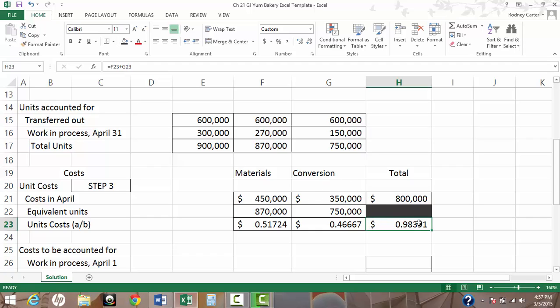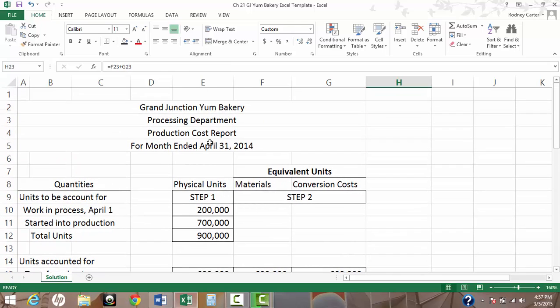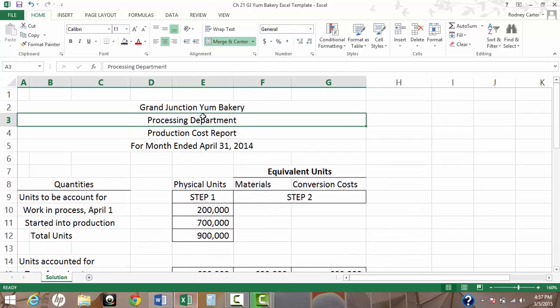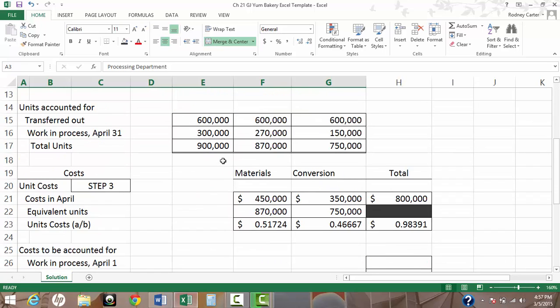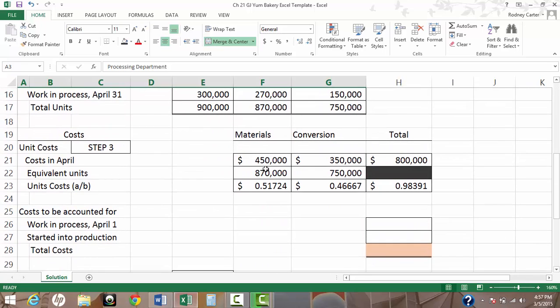Now, what does this tell us? This tells us that for each equivalent unit, it costs us about 98 cents in the processing department. Remember, this is the processing department. It's one of 3 WIP departments, and we're calculating the dollar values of the equivalent units.